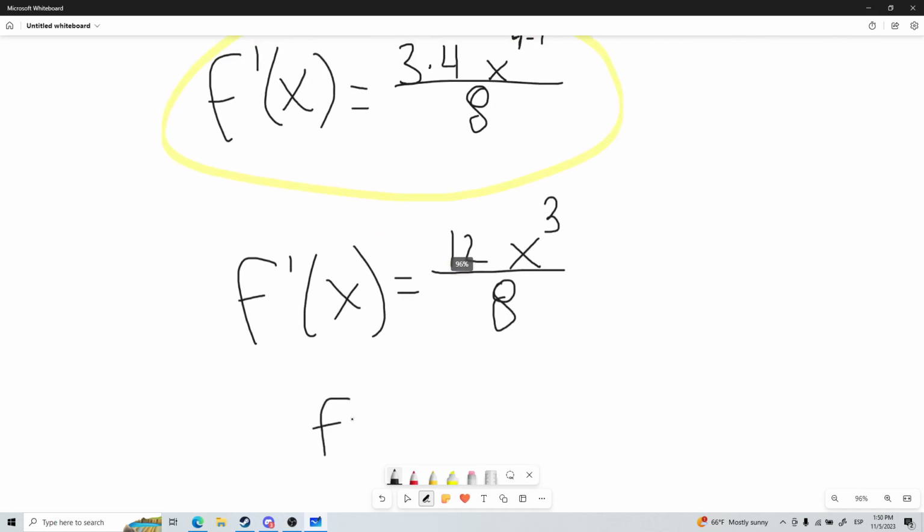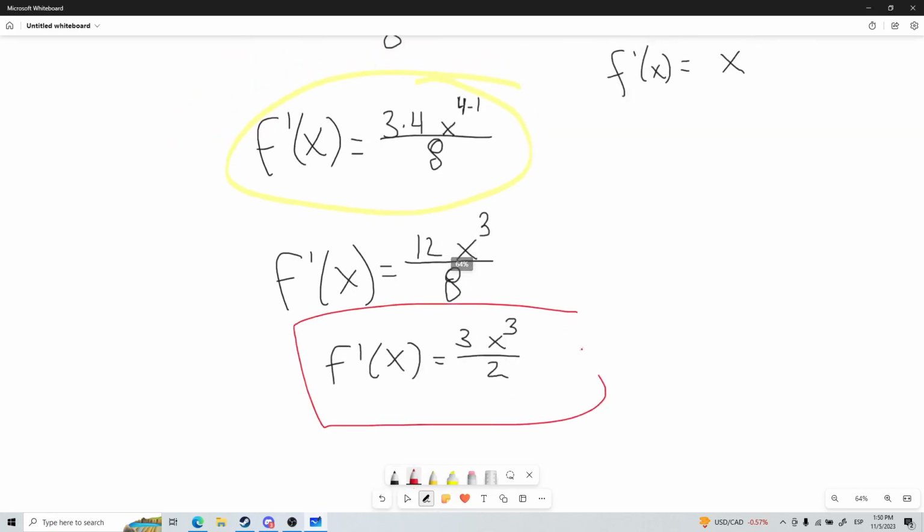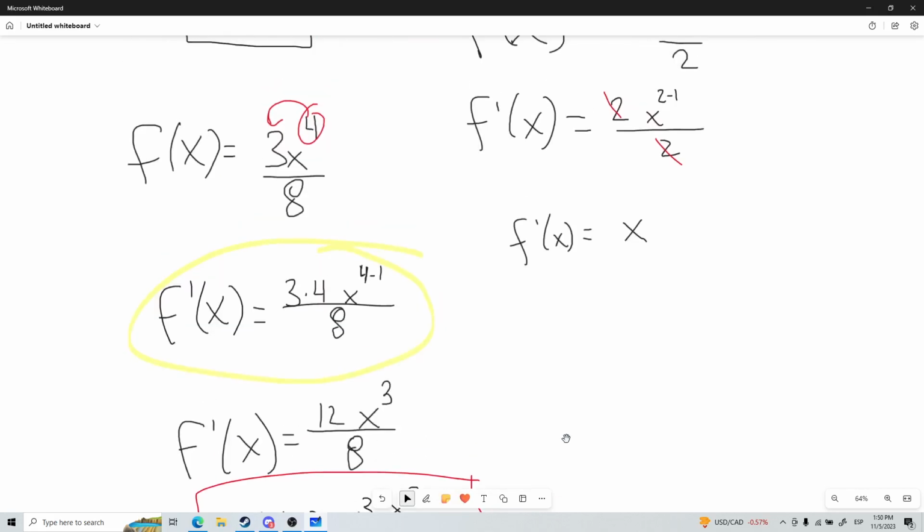Now you can simplify a little bit because we're in the world of fractions. Bada bing, bada boom, you end up with 3x cubed divided by 2. I divided everything by 4. So that's the kind of stuff you can encounter.